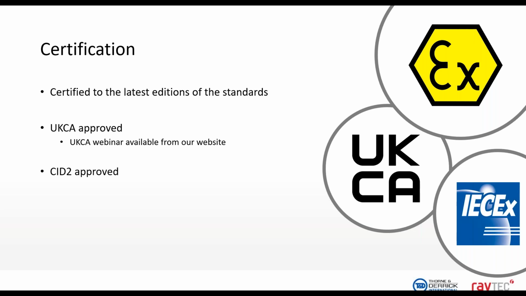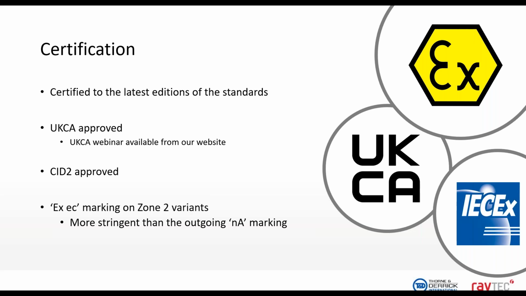And what this means for the Zone 2 variants is that they are certified using the EXEC marking as opposed to the outgoing EXNA. So this is a far more stringent protection concept, which other products and also manufacturers may struggle to obtain with products from an older design. Just to say as well, the new Gen 2 luminaire is Class 1 Div 2 approved for anyone who's operating out of the North American market as well. So that's just the point there about the EXEC mark on the Zone 2 variant, a much more stringent set of criteria than the outgoing EXNA marking.